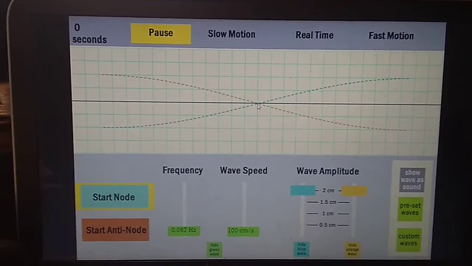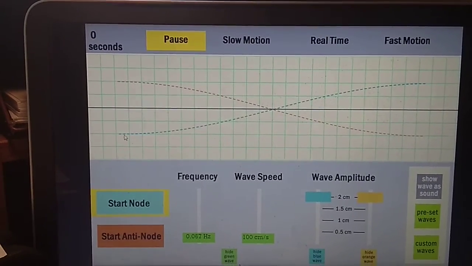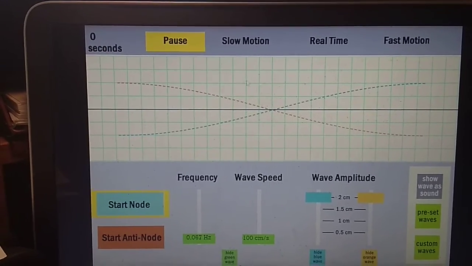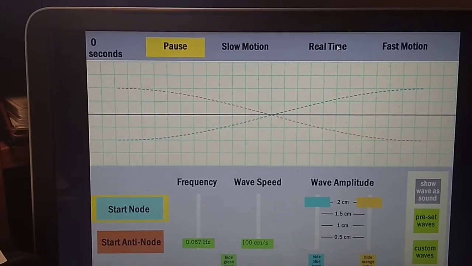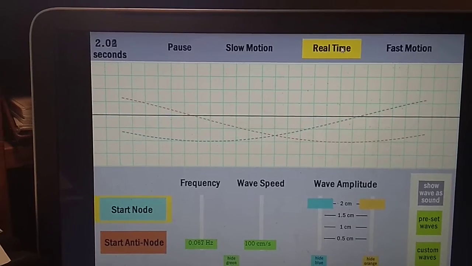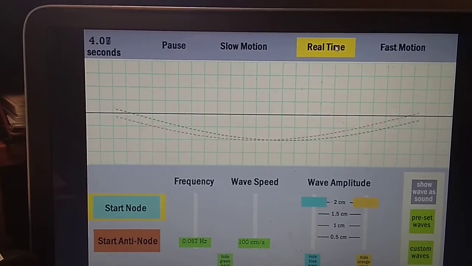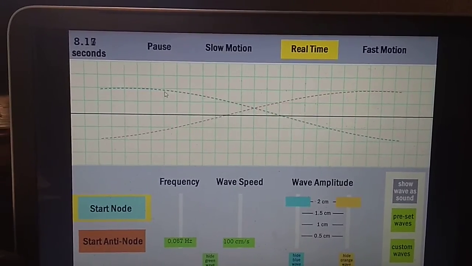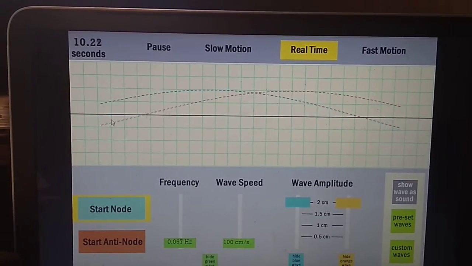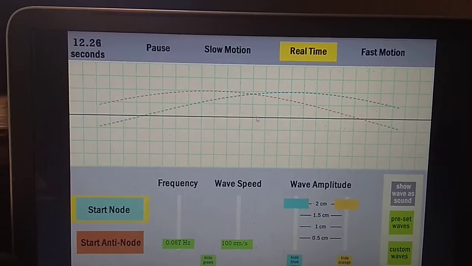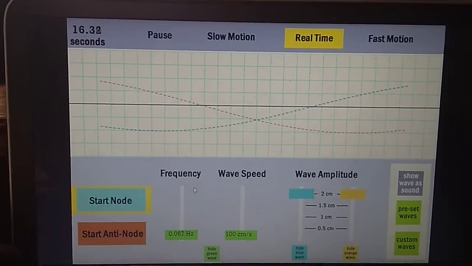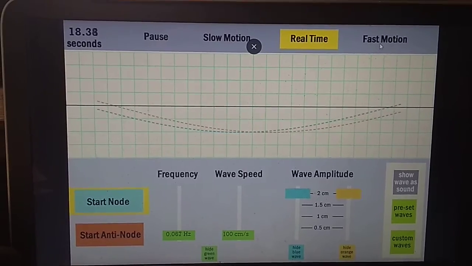There are a couple other interesting points. Take a look at this and this. These are exactly opposite, as are this and this, these points on the wave. And if we look at it in real time, they appear to be always exactly opposite. So that's interesting. And all these other points are in between. So there are 3 important points here: here, here, and here.